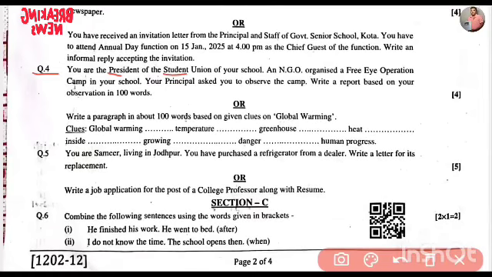Question number 4 is, you are the president of the student union of your school. An NGO organizes a free eye operation camp in your school. Your principal asks you to observe the camp. Write a report. In this you have to write a report. In how many words should you write? In 100 words. And how many marks is it worth? It is worth 4 marks. In this, an or question is given.